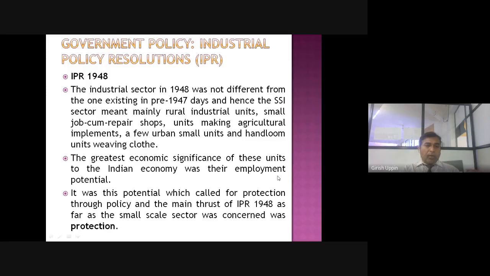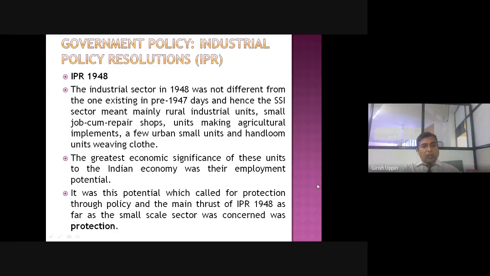The greatest economic significance of these units to the Indian economy was their employment potential. Because these small scale industries require a lot of human resources, these were the main sector which would provide employment for the people.